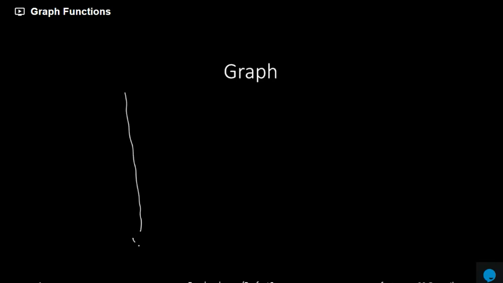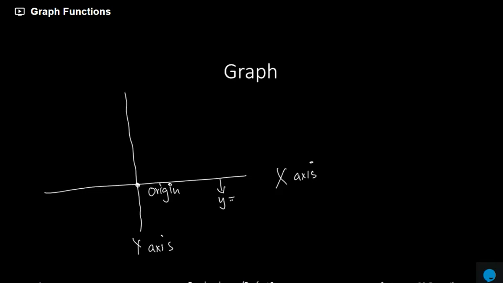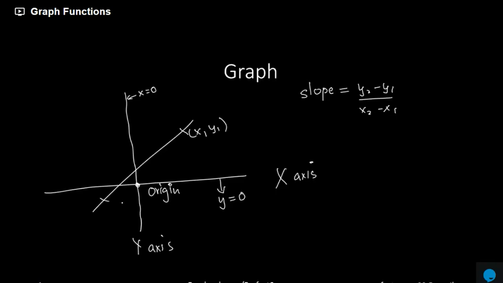This would be the y-axis, right? And this over here is going to be the x-axis, right? And this over here is the origin. Something very, very important: for all the points on the x-axis, the value of y is going to be 0. And for all the points on the y-axis, the value of x is going to be 0. Slope of a line is given as (y2 minus y1) upon (x2 minus x1). If there is a line, let's suppose it passes through these 2 points, x1, y1 and x2, y2, then the slope would be given by using this expression.